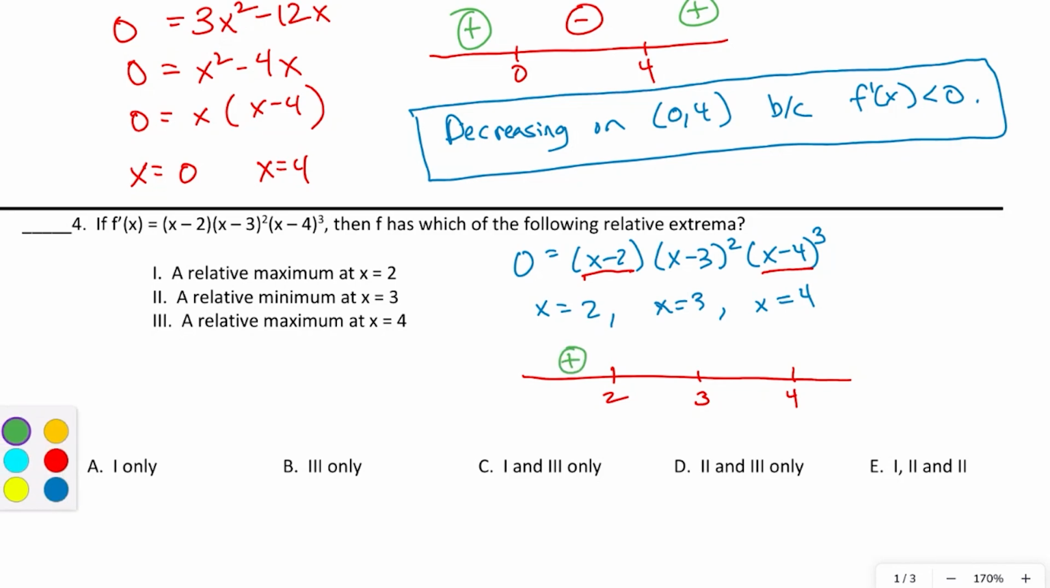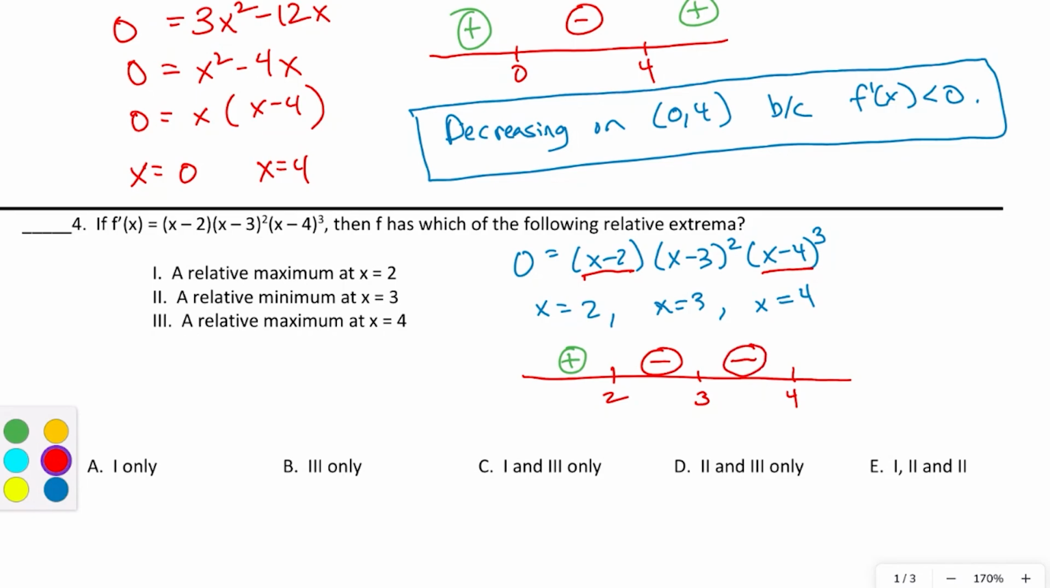Then if I plug in a number between 2 and 3, like 2.5, this is going to be positive times a negative is negative. And then if I plug in a number between 3 and 4, like 3.5, I'm going to get a positive times a negative again. So this is going to be also negative.